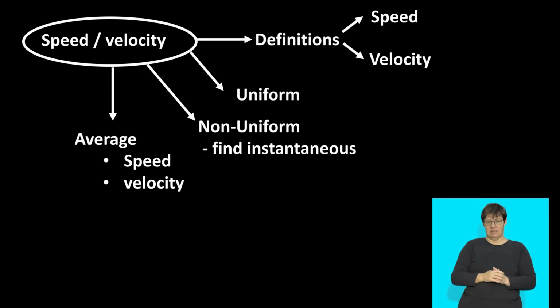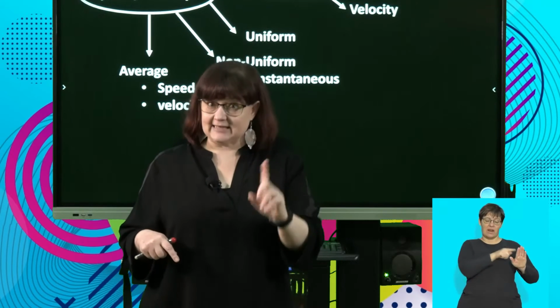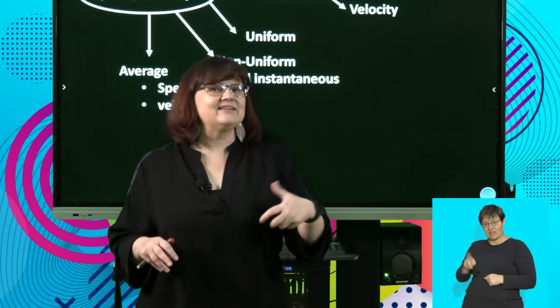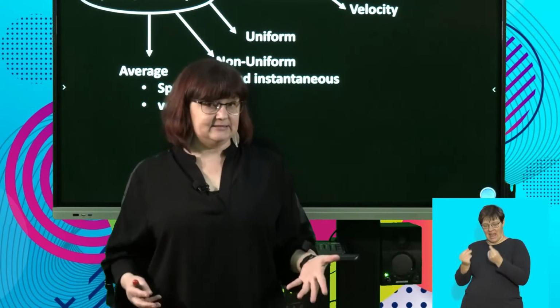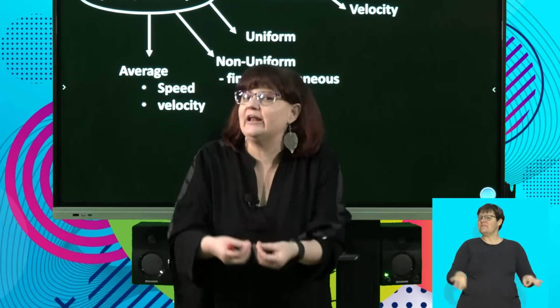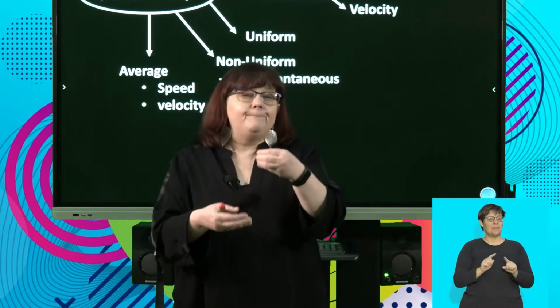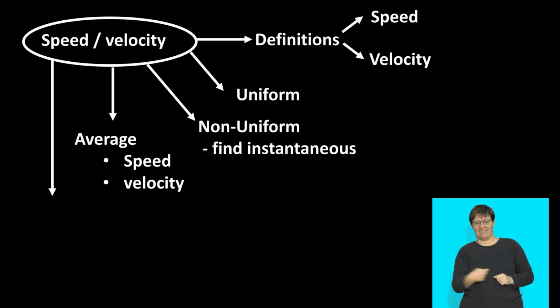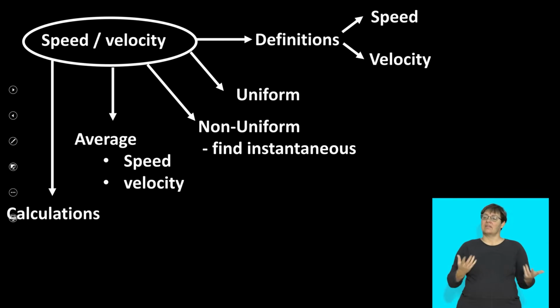We have to separate speed and velocity because speed is a scalar, no direction. Velocity is a vector, so now it has direction. They are different. They can have the same value, but they don't always because of the direction. And then of course we've got our calculations. We can't forget those. We're doing physics.